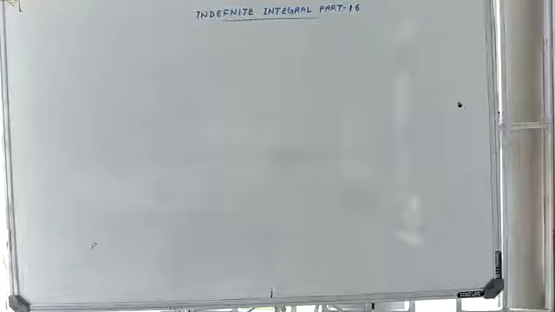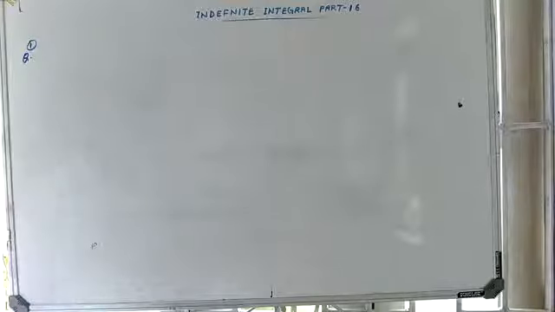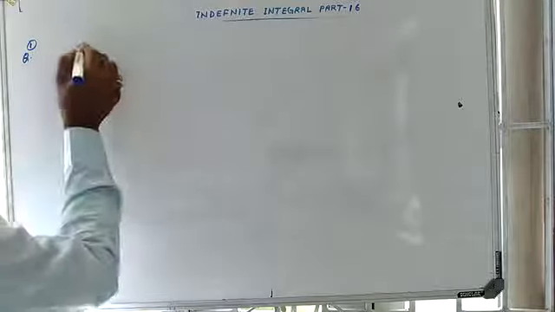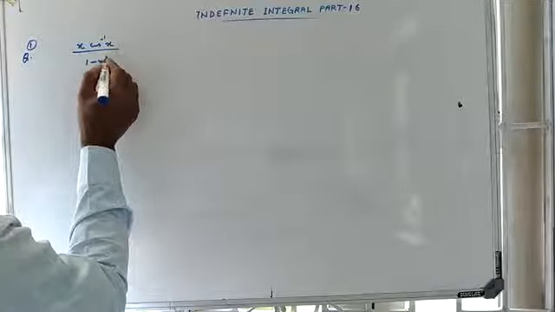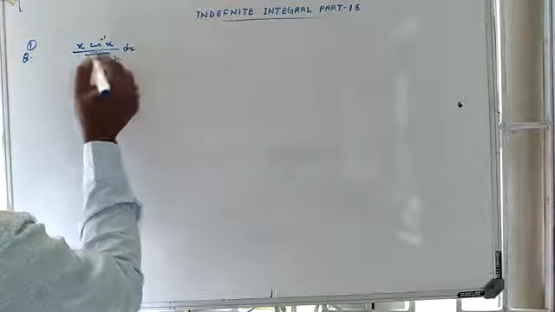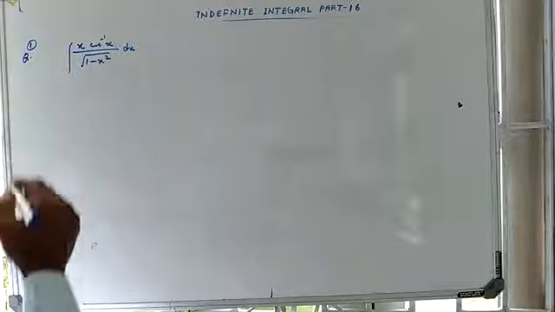Hello students, today we will solve some more questions based on integration by parts. First question is integral of x cos inverse x divided by under root of 1 minus x square dx. If you observe the question, the derivative of cos inverse x, that is minus 1 by root under 1 minus x square, is given in product form.